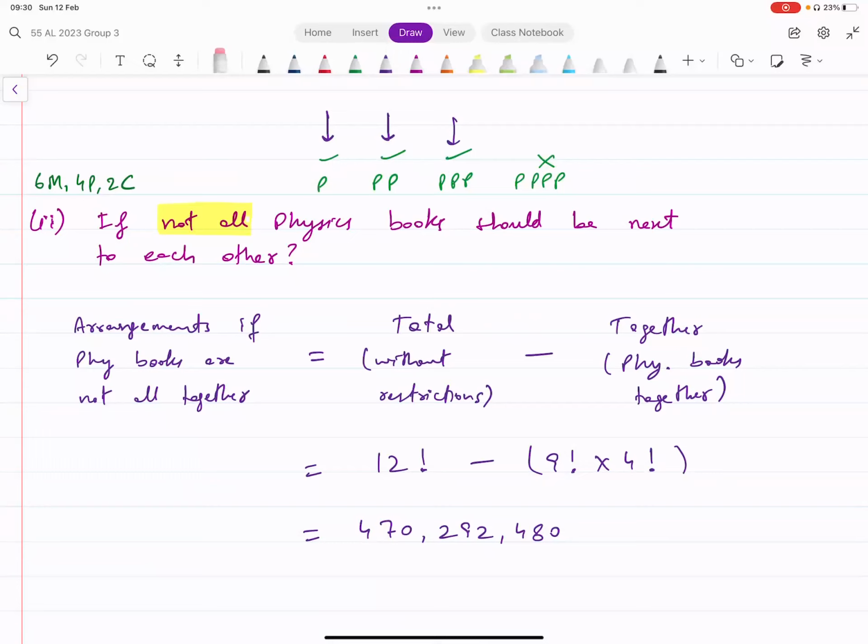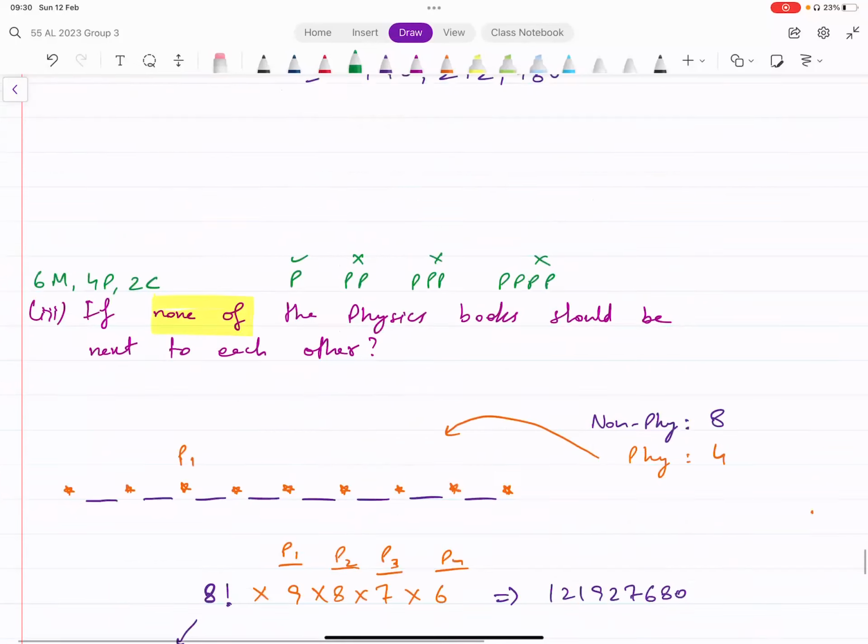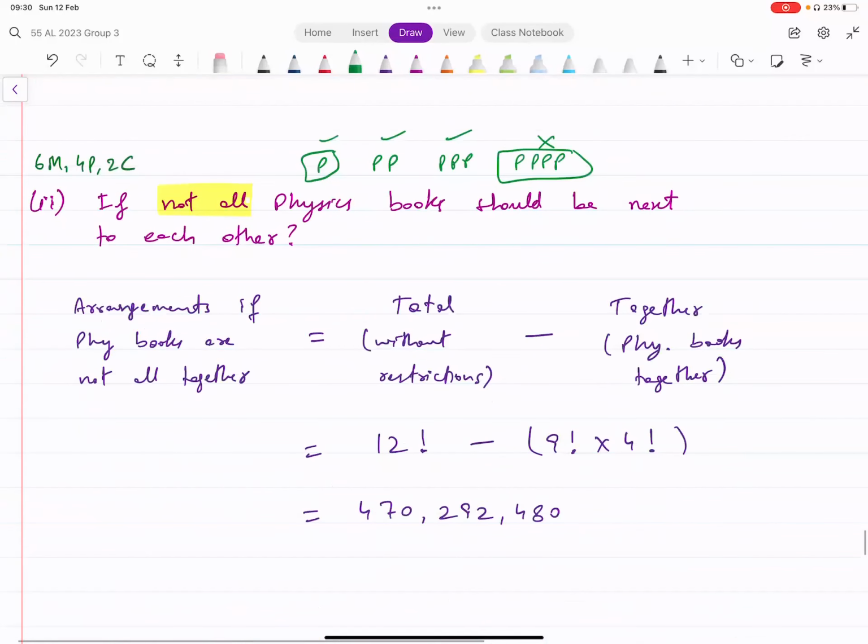And I told you at that point, figuring out this case is relatively easy. If you want to have all physics books together, you can find that. If you want to separate them all, we can use that vertical lines method for it. That was one possibility. But if you want to find the middle two cases, they are quite complicated.